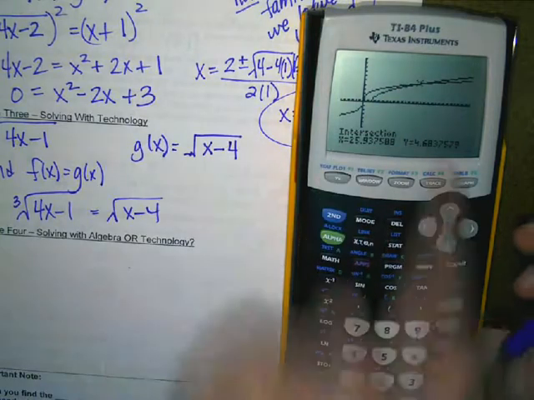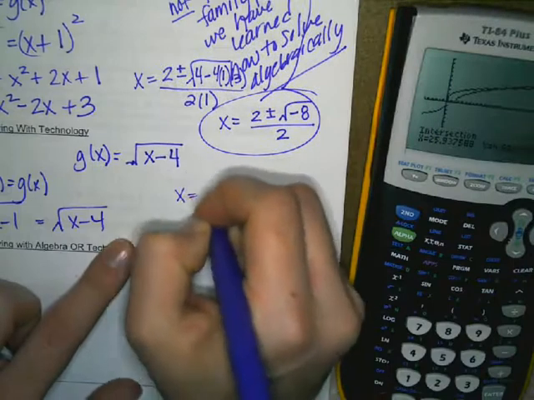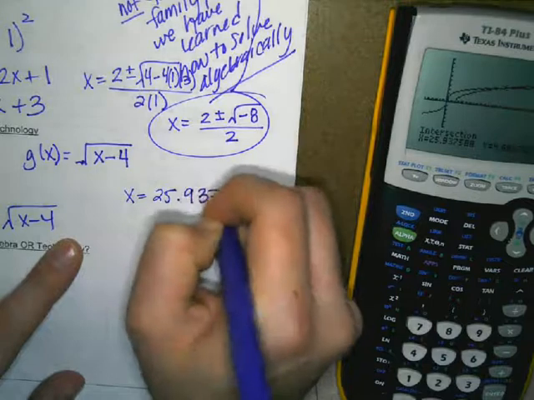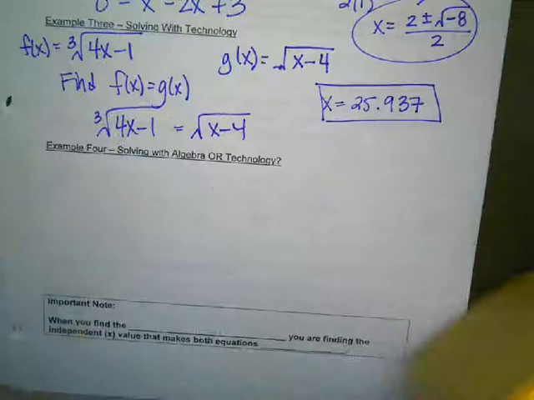So your intersection point, or the solution here, is going to be where x equals 25.937. That is the x value that would make that equation true. Okay?